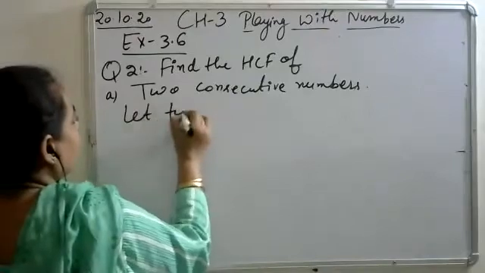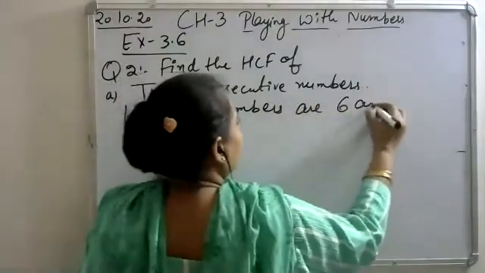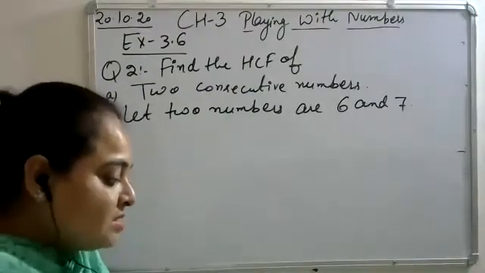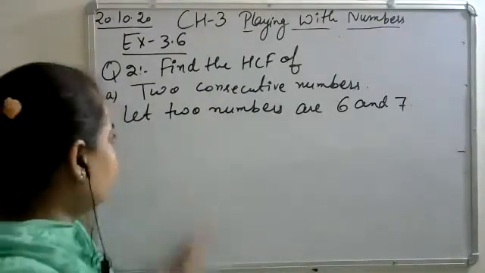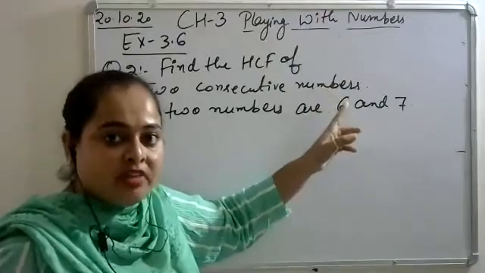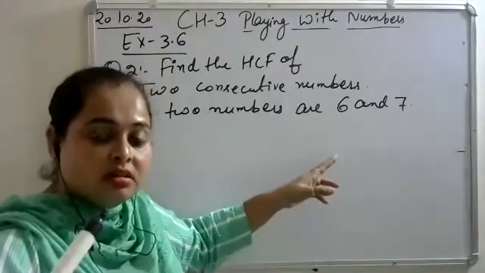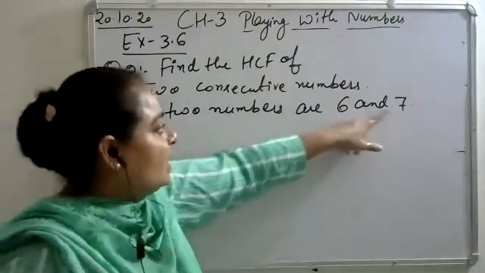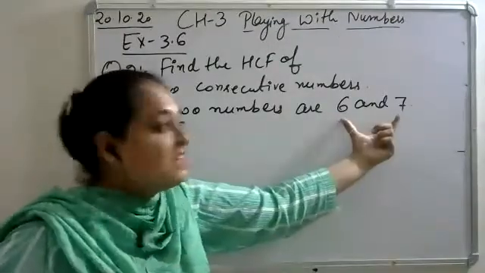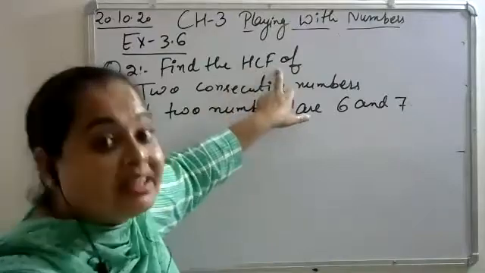Let two numbers are 6 and 7. Anmol Singh, HCF 6. I am talking about HCF and the question is two consecutive numbers. Consecutive means one another, one and second number. One number after the other number. This is 6 and one number after is 7. These are consecutive numbers. And the question is based on HCF, highest common factor.